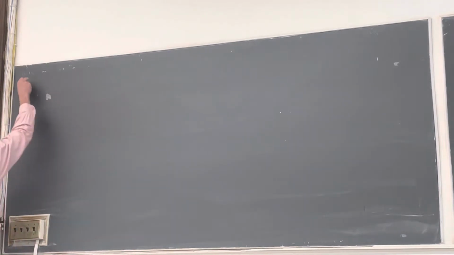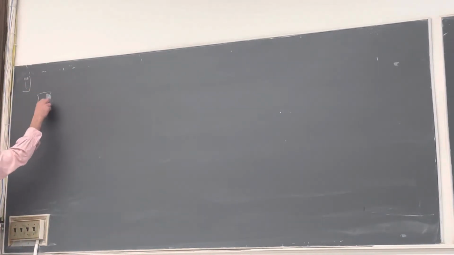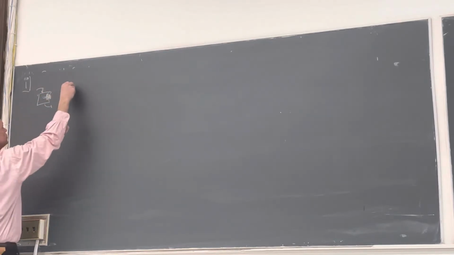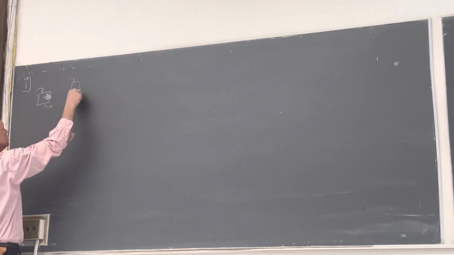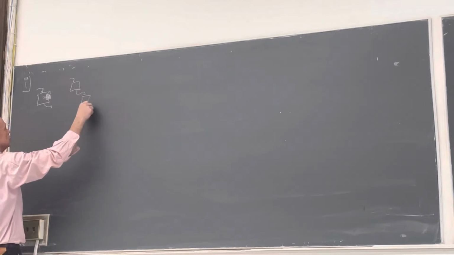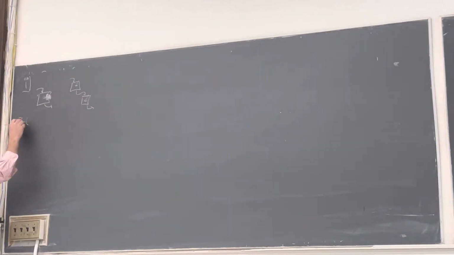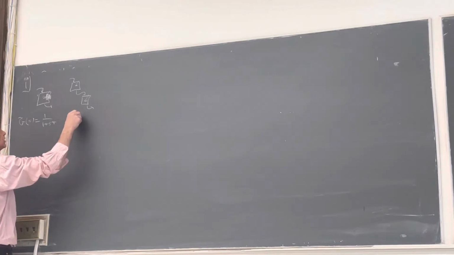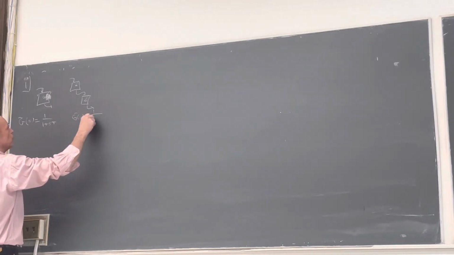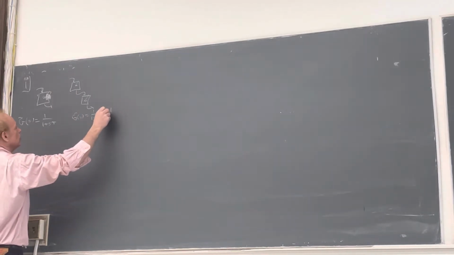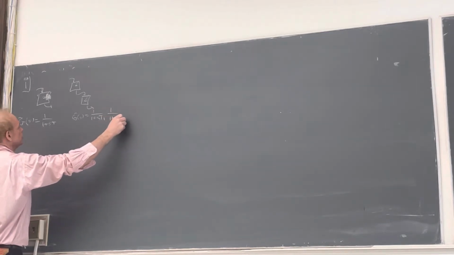So let me continue. We had one CSTR or two CSTRs in series. Here we had G tilde of s, which is 1 over 1 plus sτ. And here we have G tilde of s, which is 1 over 1 plus sτ1 times 1 over 1 plus sτ2. And of course, I can have a Kp here.